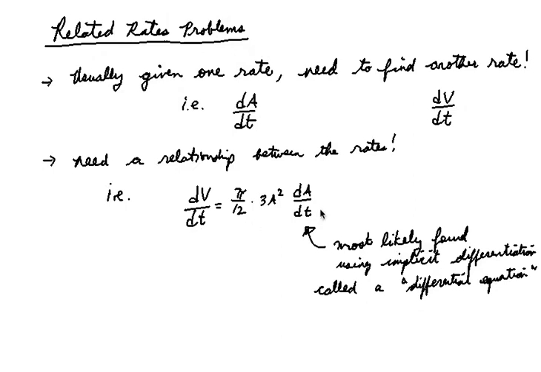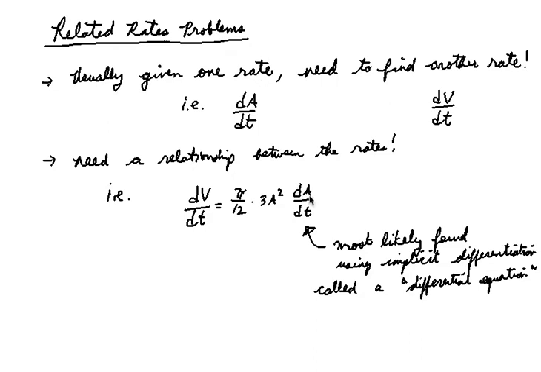And the equation usually looks like this, where we have two rates of change with respect to time, and then we have some other variables that are usually connected to the derivatives. So this would be an example of a differential equation. If we can create this kind of relationship, then we can find our desired rate given our one rate.